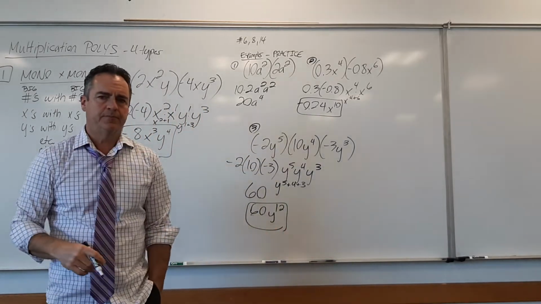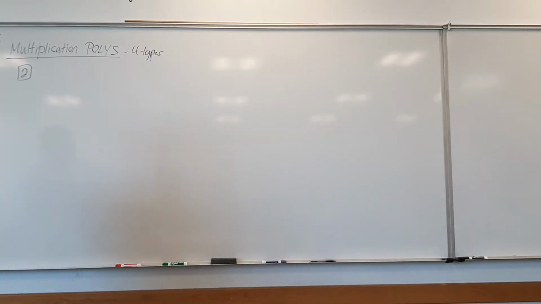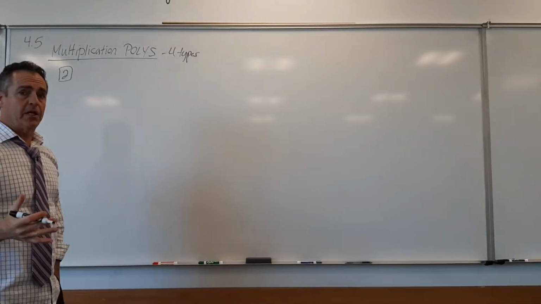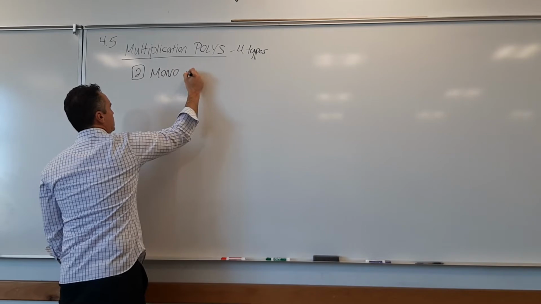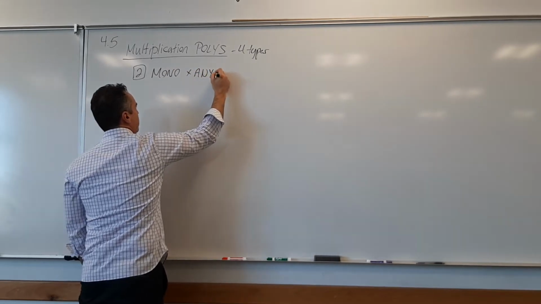Okay, let's go ahead and pause. Good, okay. So the second type of multiplication of polynomials highlights what we call the monomial times any poly.